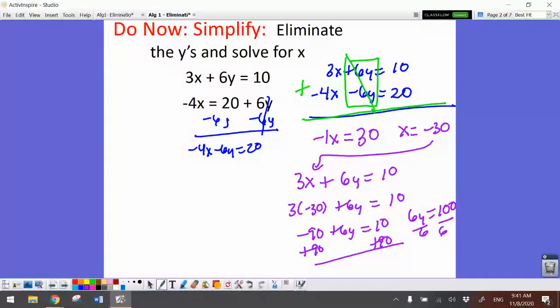Dividing by 6, I have a fraction. So y can be 100 over 6, which reduces to 50 over 3. And as a decimal, that is 16.7. So my answer is negative 30, comma, 16.7, or I can have my 50 over 3. Either way. All right, let's keep going.